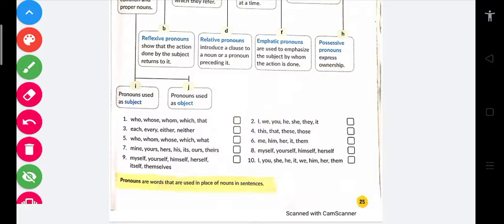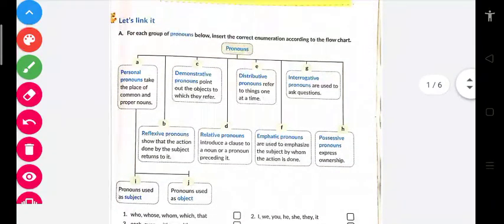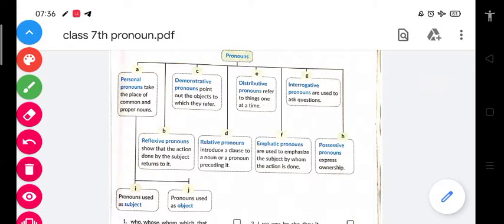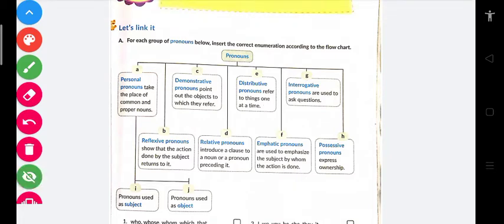Let me tell you one thing, just try to understand what happens. Here it says personal pronouns take the place of common and proper nouns. If you remember, proper nouns are names of persons. ठीक है ना? For example, Abhishek, the name of a boy, the name of a girl, maybe Narendra Modi, maybe someone else.